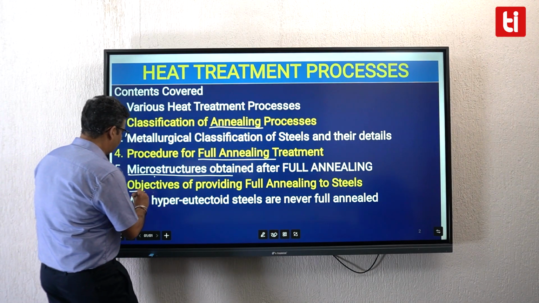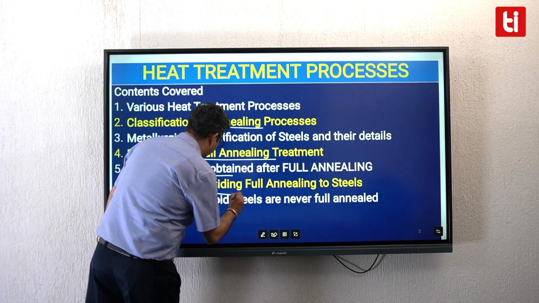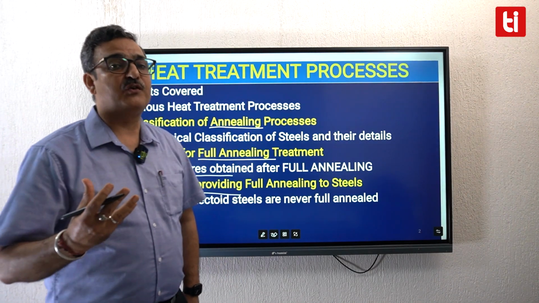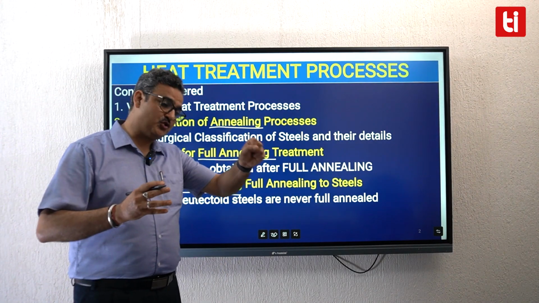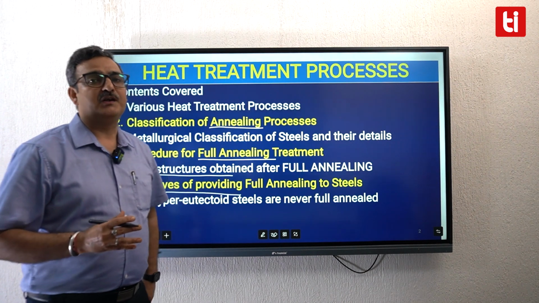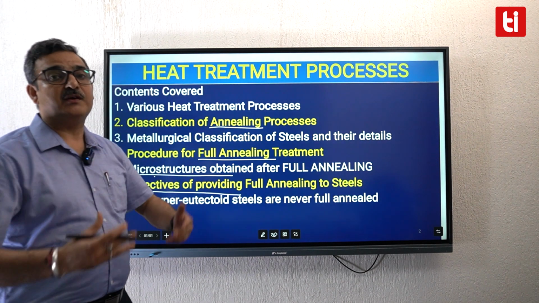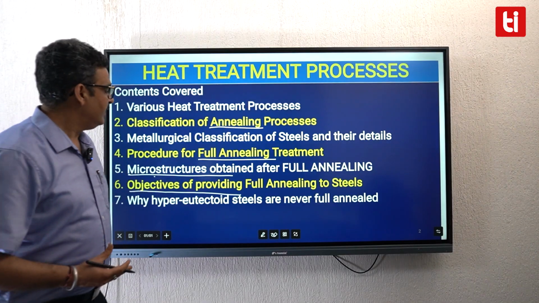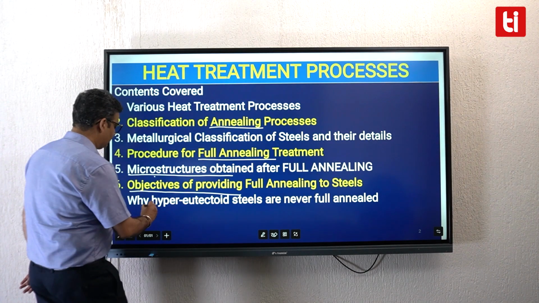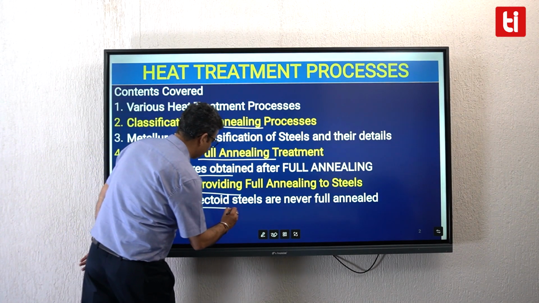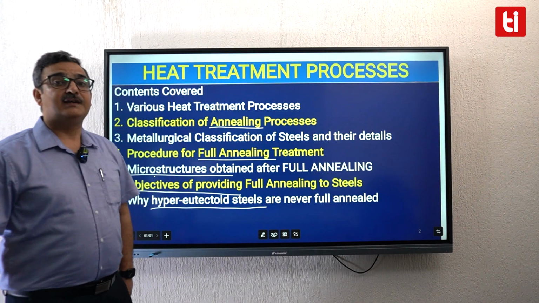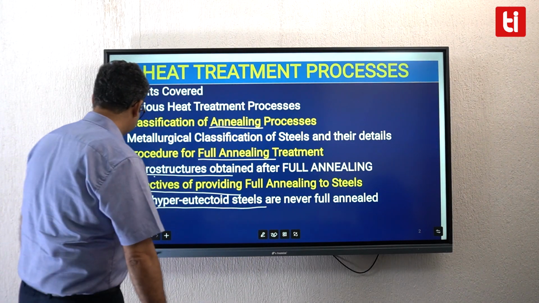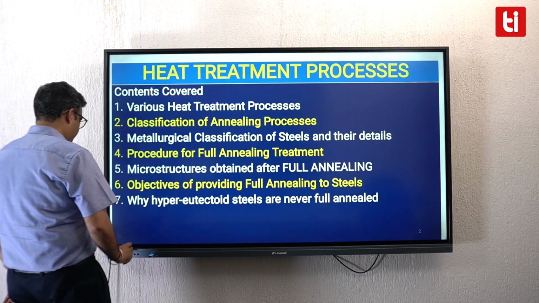Also, we'll try to see what the aims in mind are. What are the various objectives for which full annealing treatment should be chosen for a particular steel? That means what areas of applications would require you to give a steel the full annealing heat treatment. And as I said before, we'll also try to understand why hypereutectoid steels cannot be given full annealing treatment. Okay, students.